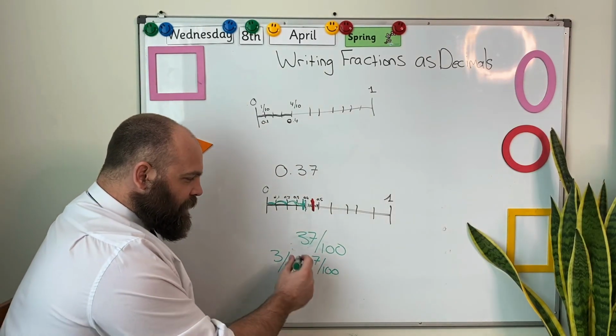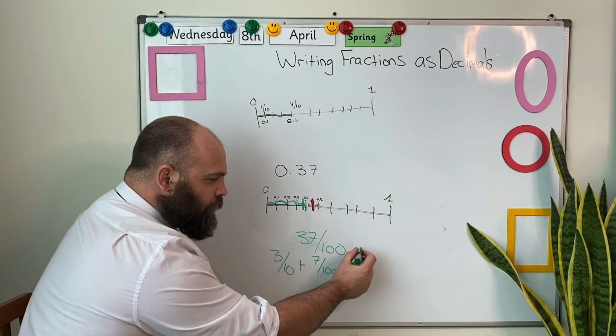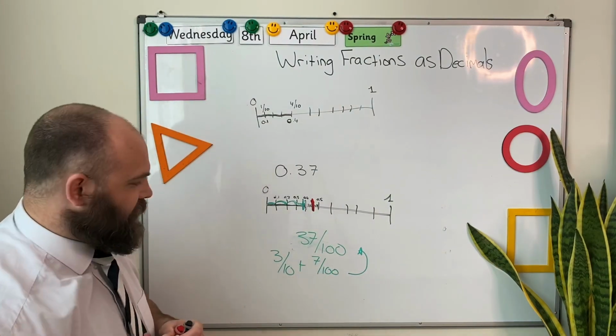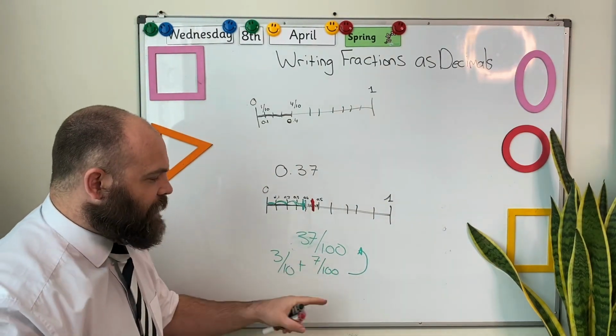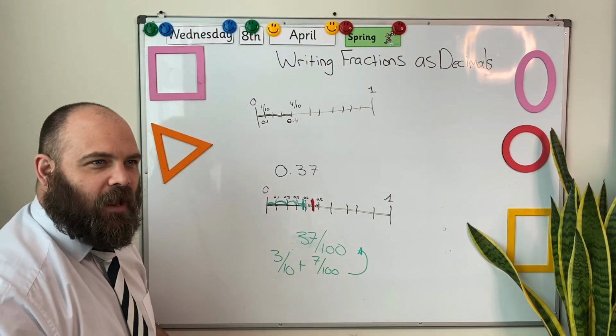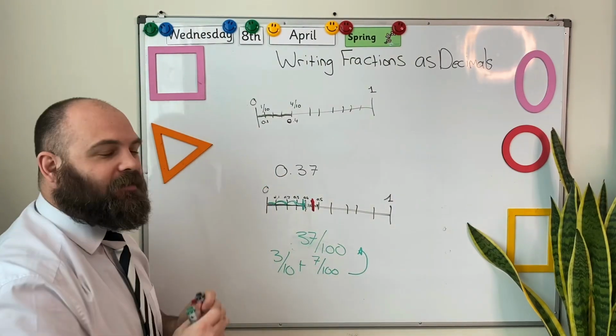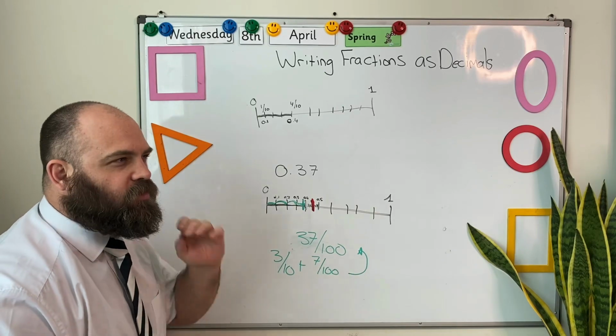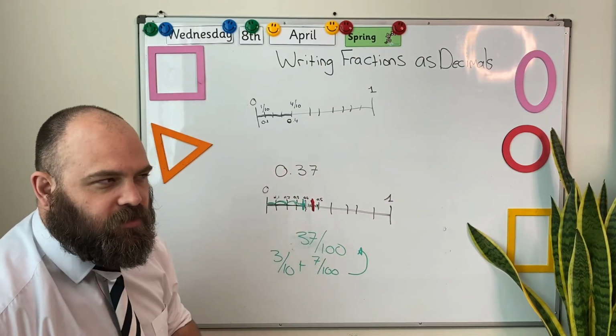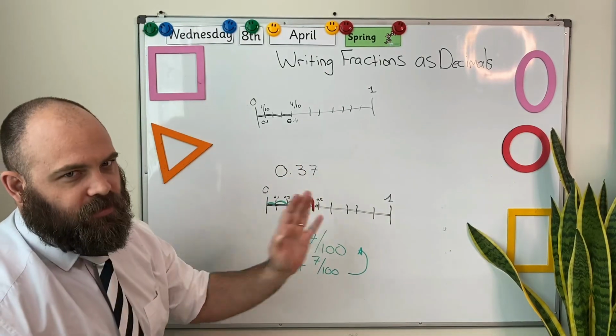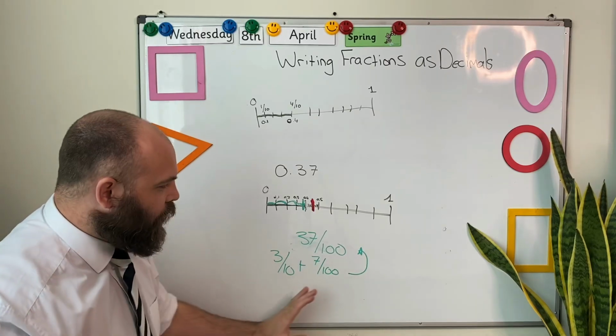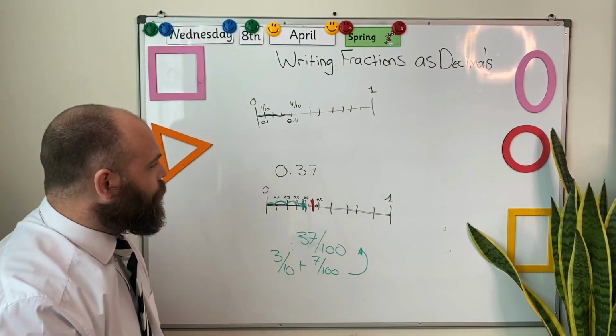And this is almost the reverse of what we did in our last lesson. We were saying 3/10 plus 7/100 is 37/100. I want you now, if you need to write fractions as decimals, to think, well, I've got 37/100, which is 3/10 plus 7/100, and kind of go in reverse to what you were doing before.